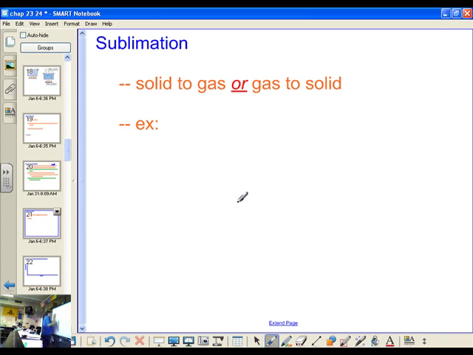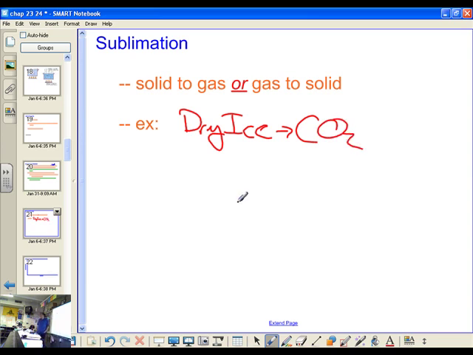Our example here would be dry ice, which is solid carbon dioxide. At atmospheric pressure, carbon dioxide will go straight from a solid to a gas. It will not first become a liquid.